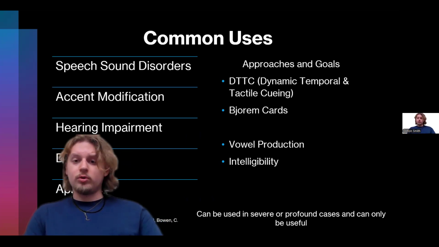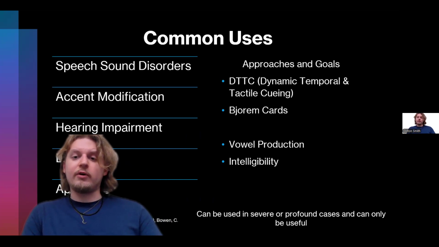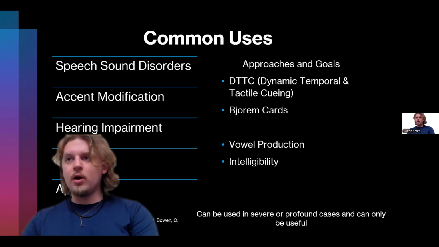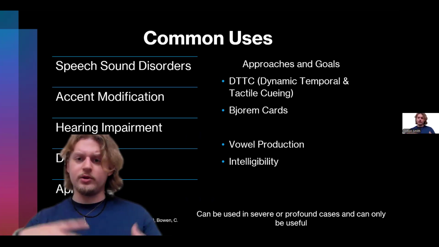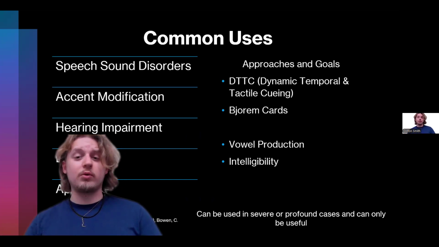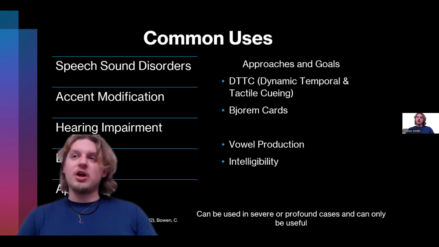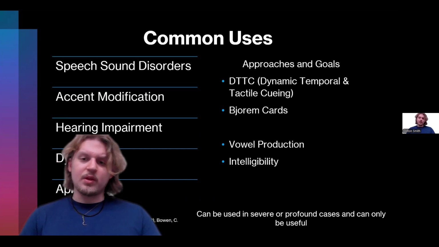And for common approaches and goals for vowel intervention, there is DTTC, which helps in cueing and the motor aspect of speech, and Bjorem cards, which are cards that have a picture that is related to a sound that can be practiced or worked with. And the goals for it are general vowel production and the intelligibility of a patient.